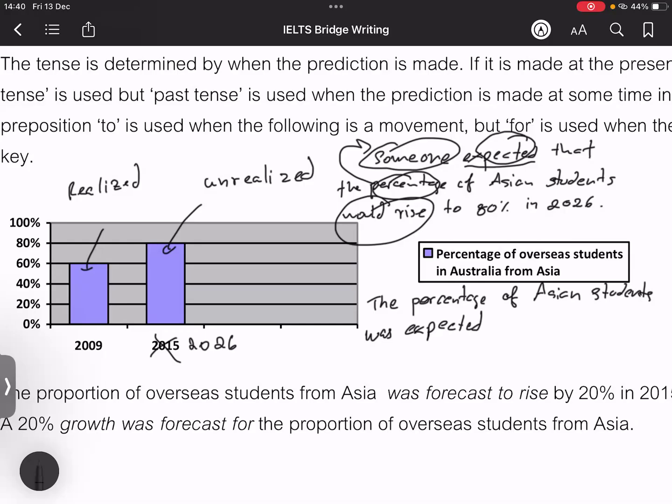Next is to put would increase, but I cannot put would in my sentence because there's no subject for would anymore. So I'll just modify the verb to infinitive. Was expected to rise to 80% in 2026. Okay, simple as that. So this is also a reported speech, except that the structure is more passive rather than active, because we don't know who made that prediction.